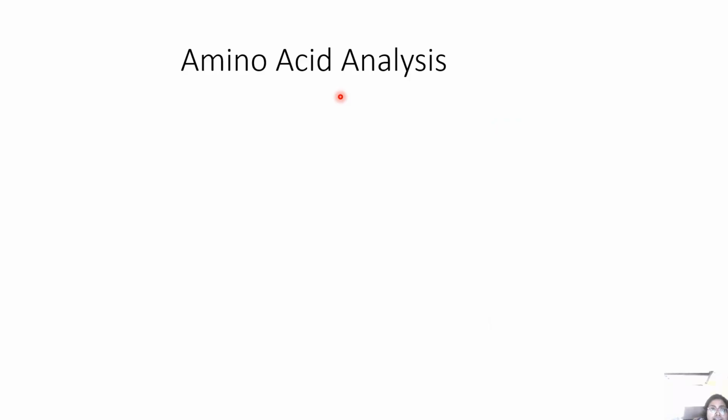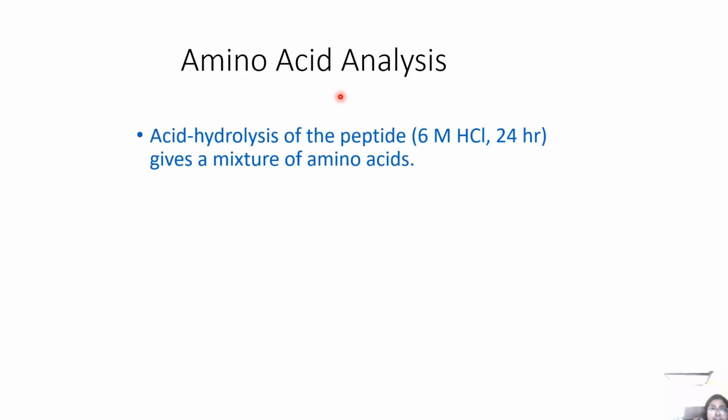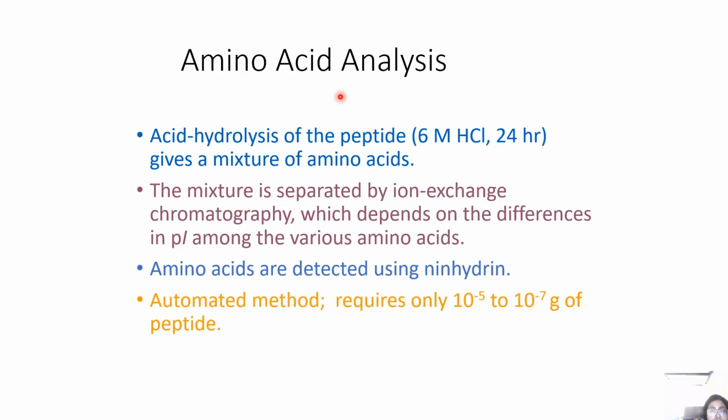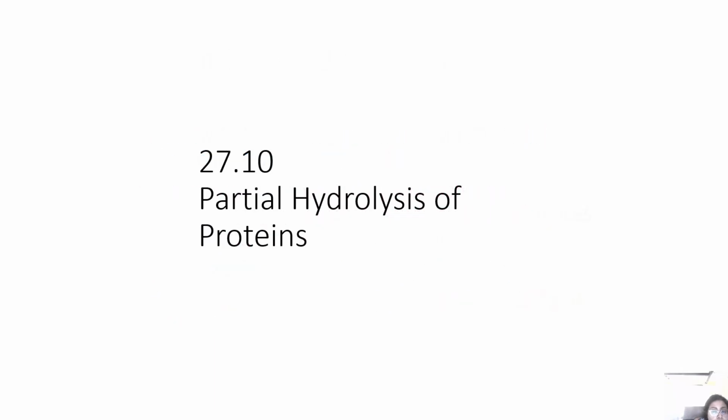Amino acid analysis: acid hydrolysis of the peptide gives a mixture of amino acids. The mixture is separated by ion exchange chromatography, which depends on the differences in pI among the various amino acids that we discussed. Amino acids are detected using the ninhydrin automated method. It requires only a small amount of peptide.